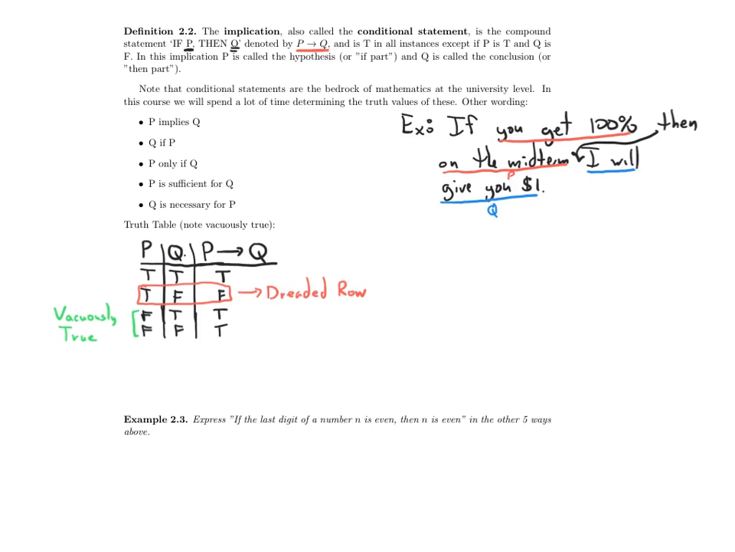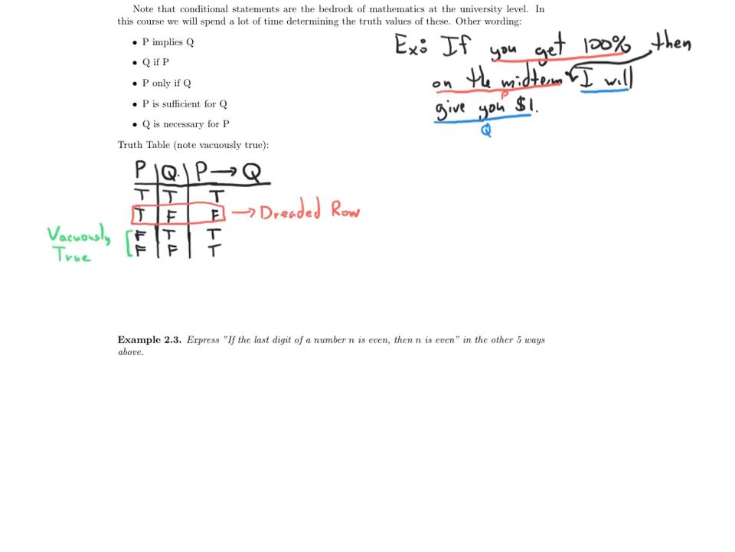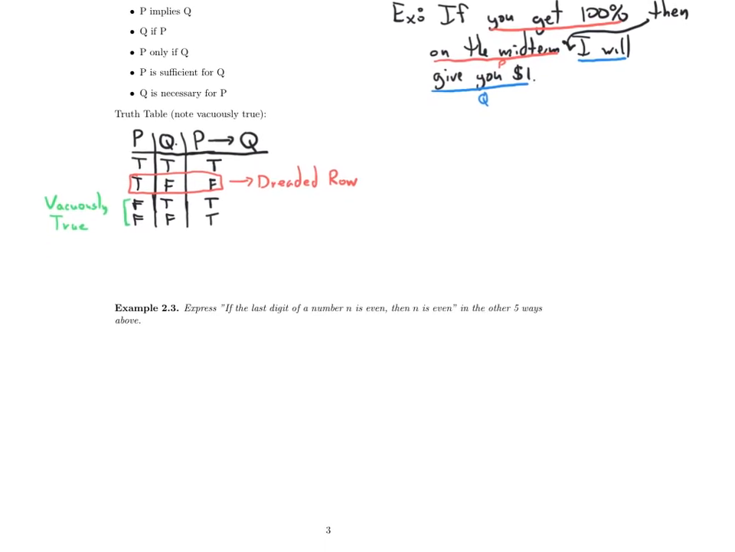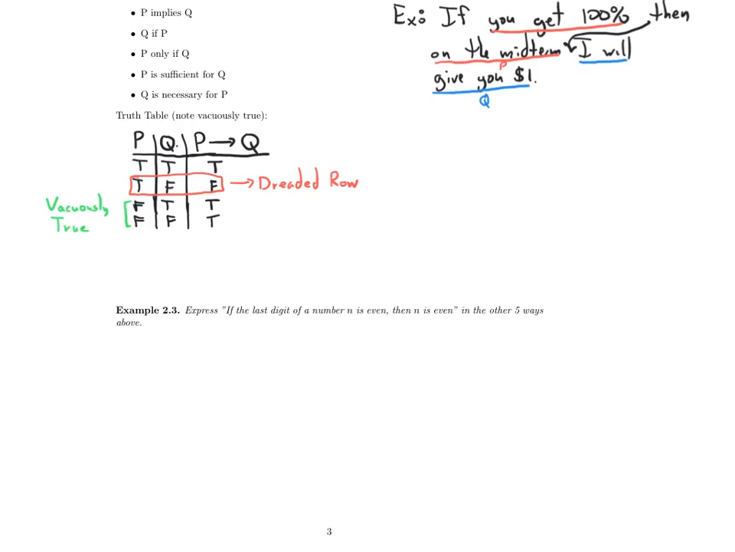So let's do this example here, example 2.3, which says, express this if-then statement in the other 5 ways above. So we'll express them in these 5 ways just to get some practice doing that. Let's scroll up to give us a little more room. So let's identify our P and our Q, our if part and our then part. Here is our if part. Here is our then part.